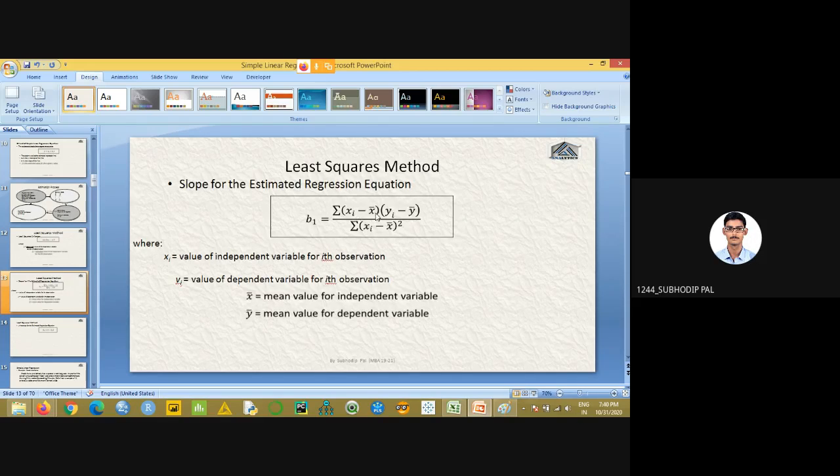So xi minus x bar, x is the independent variable and y is the dependent variable, yi minus y bar. b1 is the summation of xi minus x bar into yi minus y bar, divided by the summation of xi minus x bar whole square. Correct?